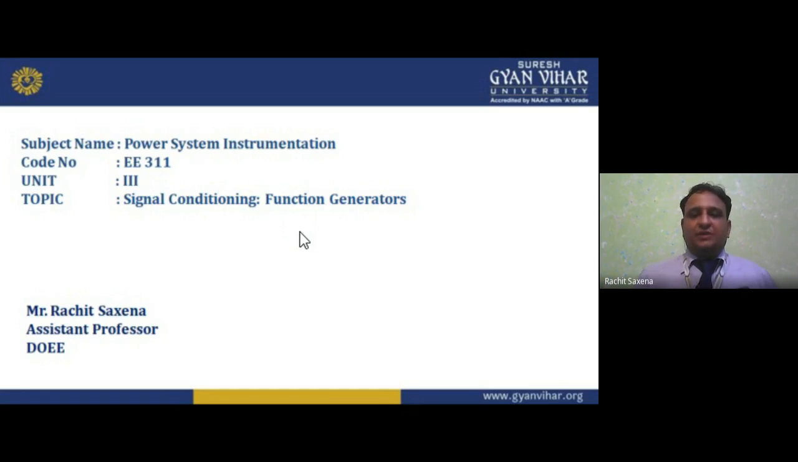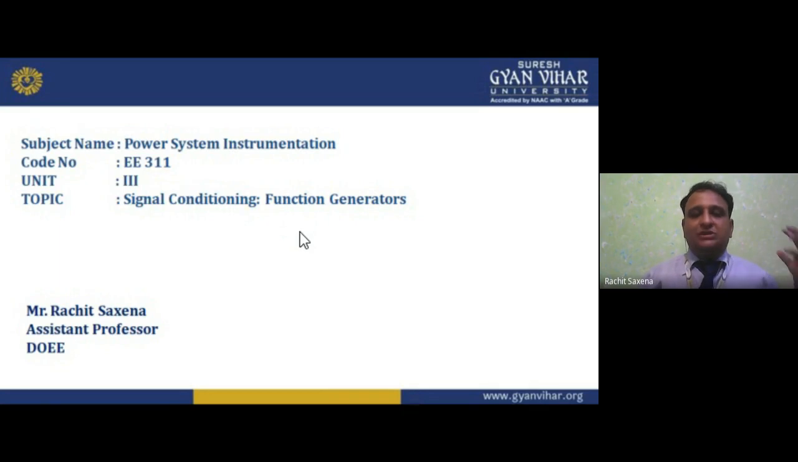As I told you in my previous lectures, Power System Instrumentation is a very important subject in power systems, and instrumentation basically deals with measurement. Measurement means we want to measure voltage, current, power, frequency, whatever relates to the electrical system, that is the power system. So I need an instrument.